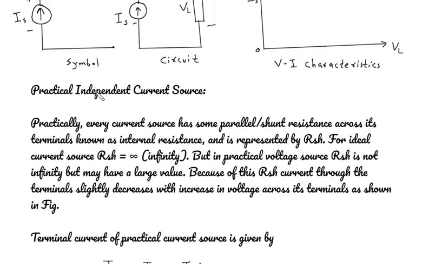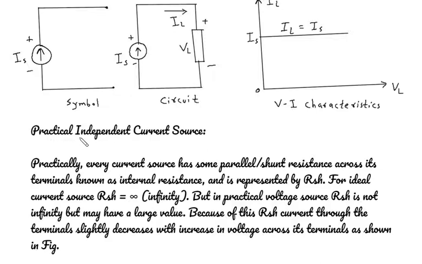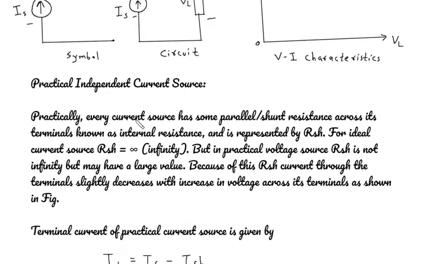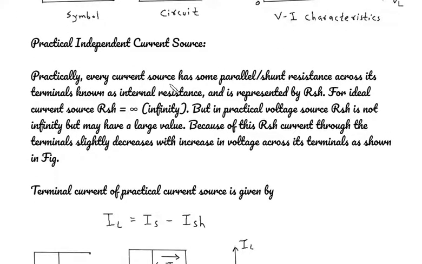Now practical independent current source. Practically every current source has some parallel or shunt resistance across its terminals known as internal resistance and is represented by RSH. For ideal current source, RSH is equal to infinity. But in practical current source, RSH is not infinity but may have a large value.